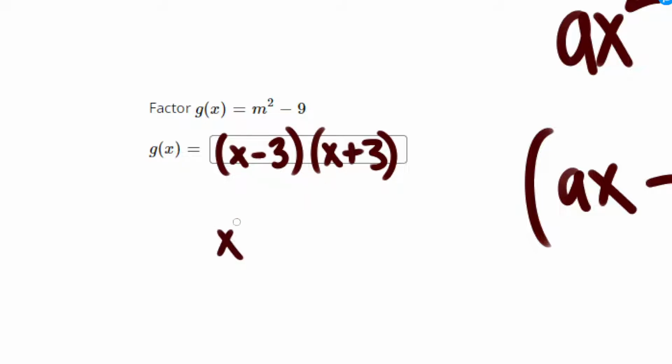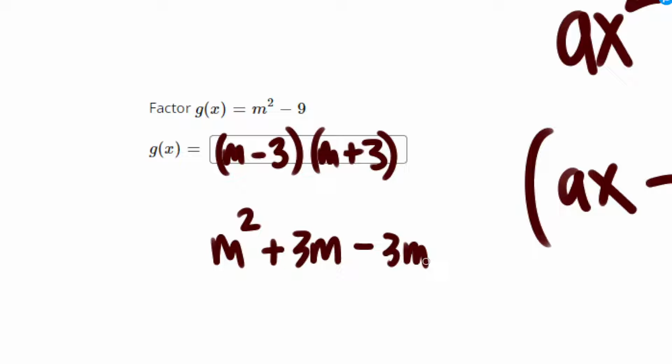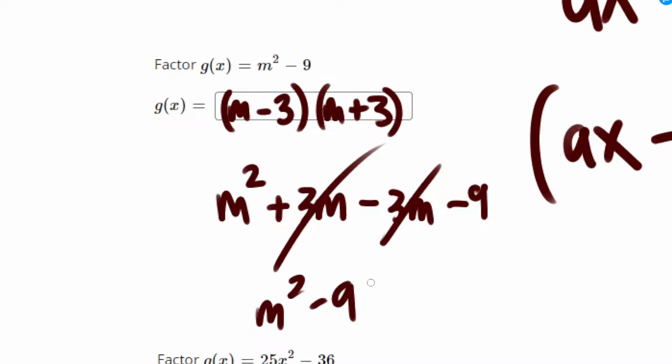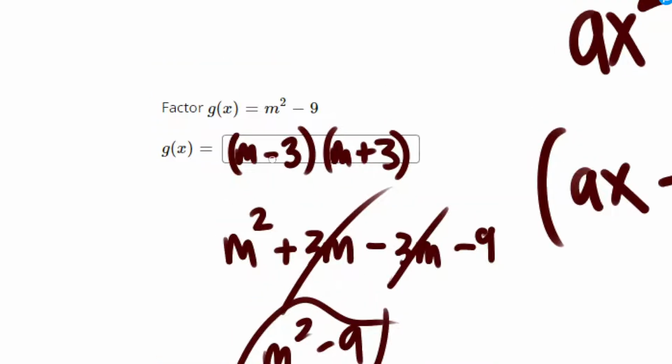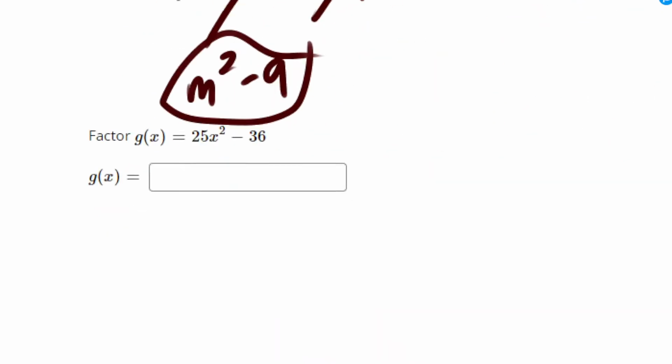So m times m is m squared. M times 3 is positive 3m. Negative 3 times m is going to be minus 3m. And negative 3 times positive 3 is negative 9. And these will cancel out, so you'll have m squared minus 9. This here is the conjugate pair, I believe is what it's called, where the middle part will cancel out, and you'll just have this.